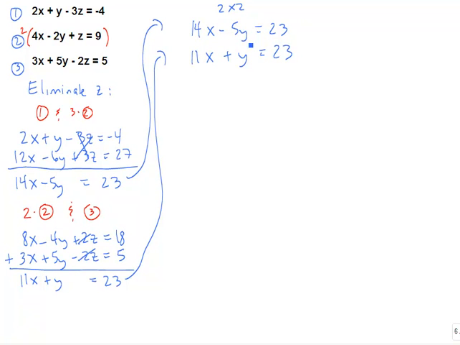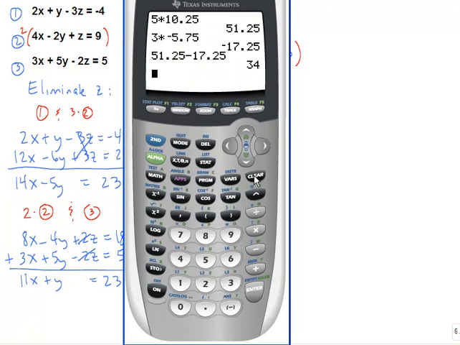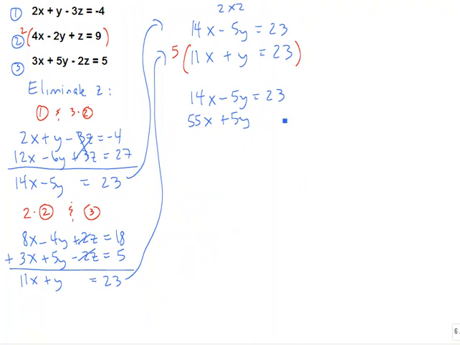Looking at this 2 by 2 system, should I eliminate x's or y's? Y's look much easier. All I'd have to do to eliminate y is multiply this second equation by 5. So let's go ahead and do that. The top equation stays unchanged, and the bottom equation becomes 55x plus 5y, and let's see, 23 times 5 is 115. So when we add down, we're going to get 69x, the y's cancel out, and when I add down here, I get 138.